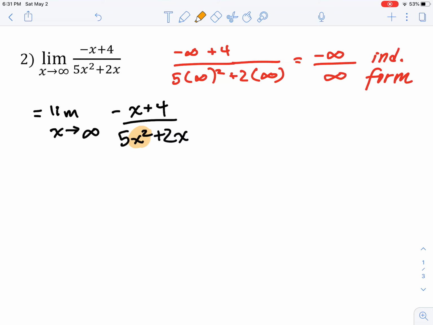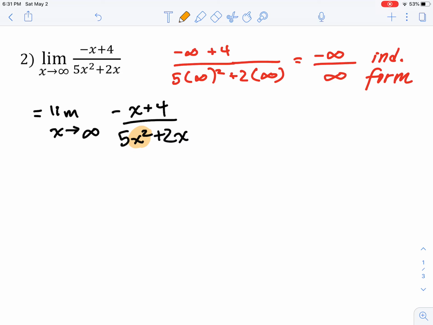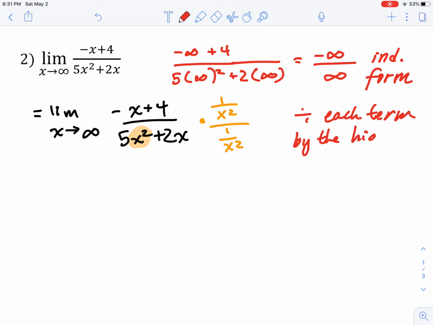Find the highest power of x in the denominator, in this case, x squared. And we're going to divide everything, and I'll just write this in orange, by x squared. One way of writing that is just multiplying everything by 1 over x squared. But we're going to divide everything here by x squared. I'll just write this note out here: we're going to divide each term by the highest power of x.